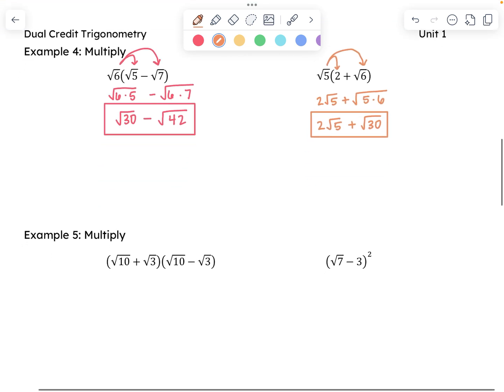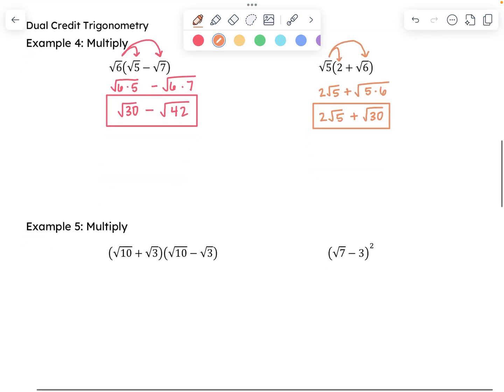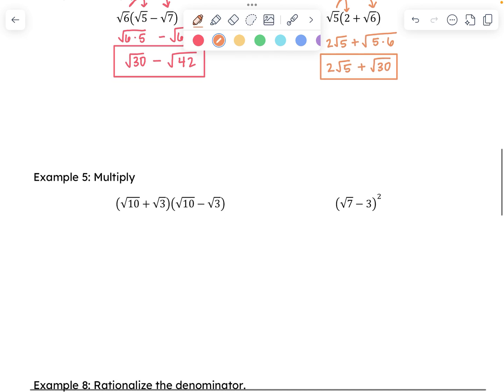And just like we would distribute when we have something in front of the parentheses, when we have two parentheses, we're going to FOIL or double distribute or box method, whatever you were taught back in algebra. So I was taught FOIL, so that's what I'm going to use here. So I'm going to do first times first, which means I'm going to have the square root of 10 times the square root of 10. The square root of 10 times 10, which would be the square root of 100.